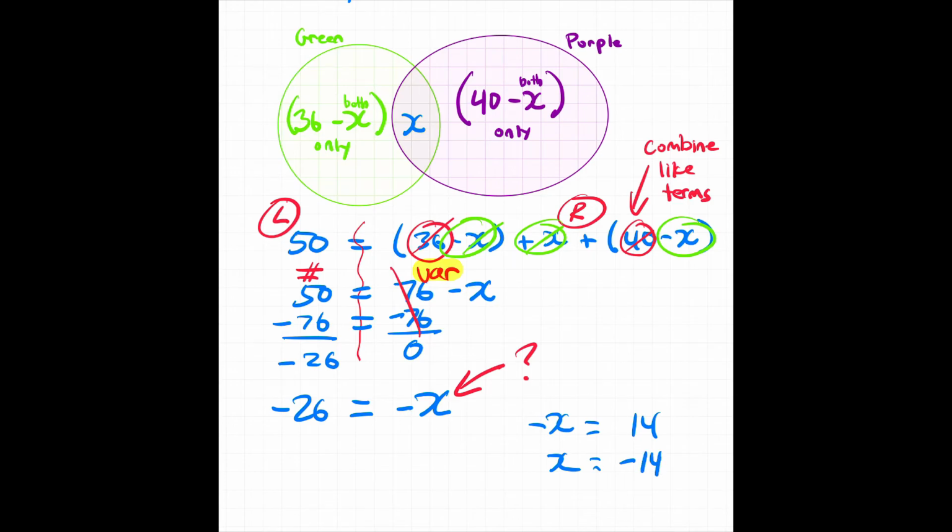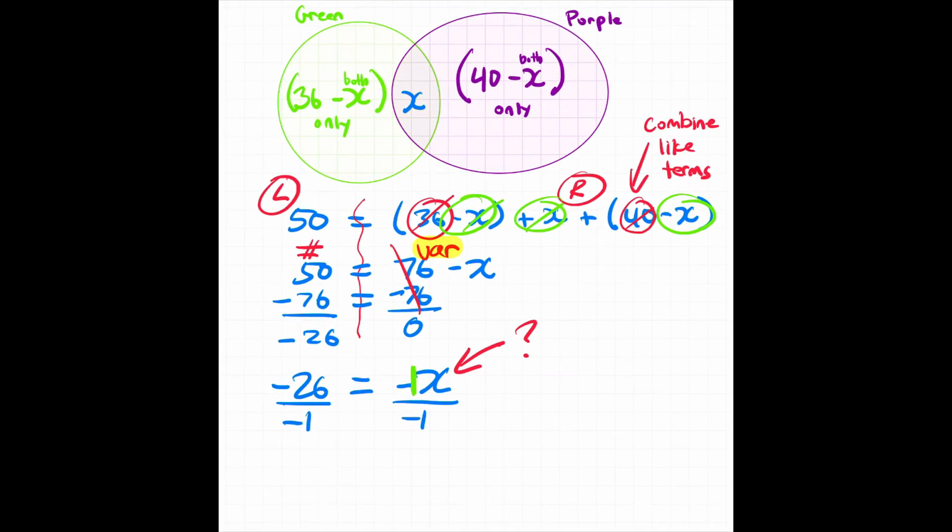Now it's good to understand, well, why? Why can we do that? Well, there is a number in front of this x, and it is a 1. So it's a negative 1 that's in front of there. And basically what I'm going to do is divide this side by negative 1, and to keep it balanced, I'm going to divide the other side by negative 1.